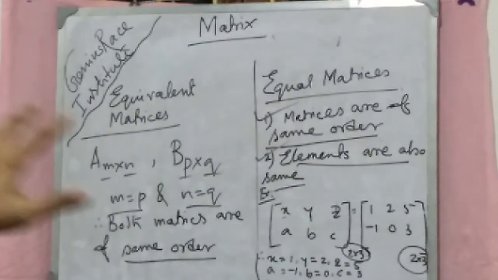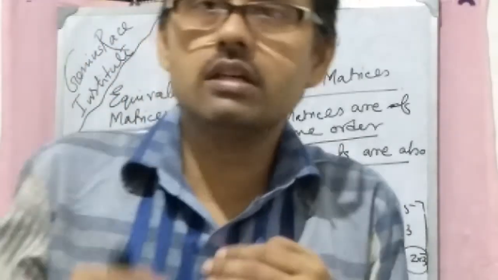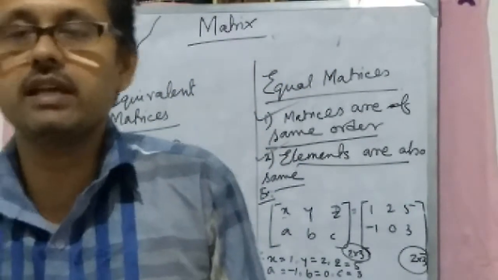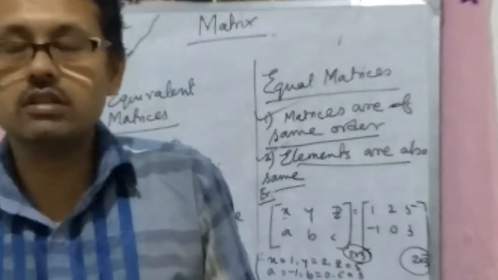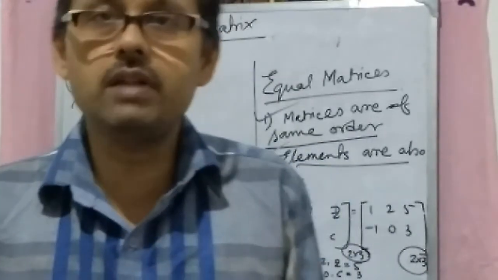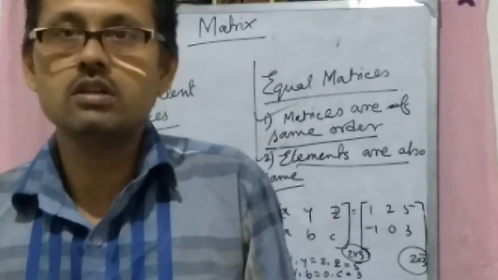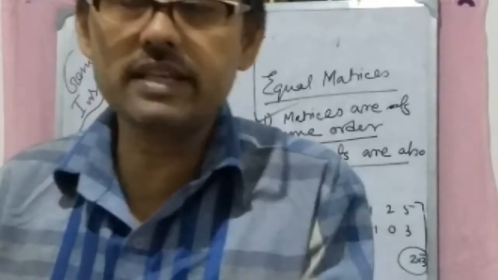So this was the concept of equal matrices. Now in the next segment we are going to explain sum of matrices, means how to add two matrices, how to subtract two matrices, how to multiply a matrix with a constant. So all this we are going to explain in the next section. Okay, let's move on to the next section.